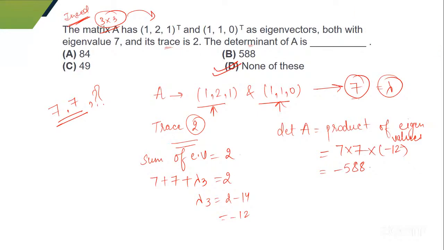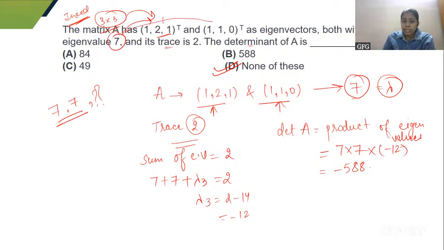Ma'am, so the eigenvectors are of no use here? The eigenvectors are of this use, that they tell me that corresponding to eigenvalue 7, we are getting two eigenvectors. So these two eigenvectors are only here to tell me that my eigenvalue is repeating, that means 7, 7. Nothing else. I do not have to use the values of the eigenvectors. And the trace is the sum of eigenvalues.